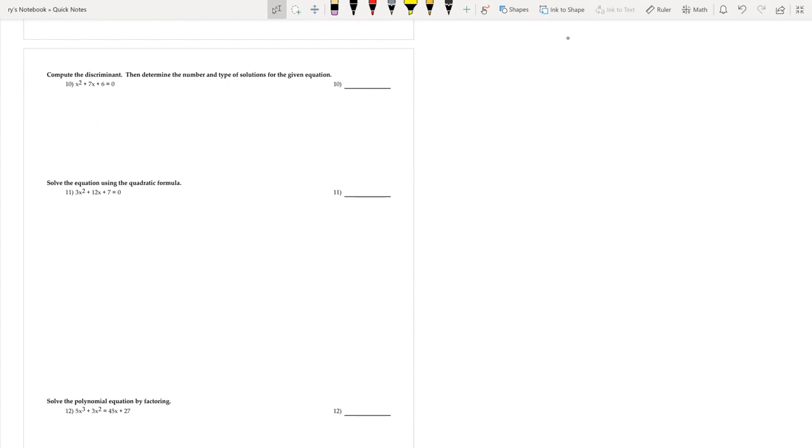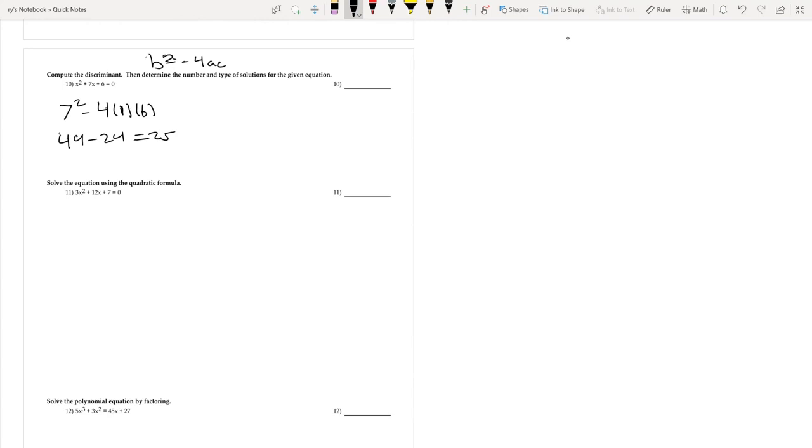All right, number 10 is asking me to compute the discriminant. So remember that the discriminant is b squared minus 4ac. So my b is 7, so 7 squared minus 4 times 1 for a times 6 for c. So I get 49 minus 24, which is equal to 25.